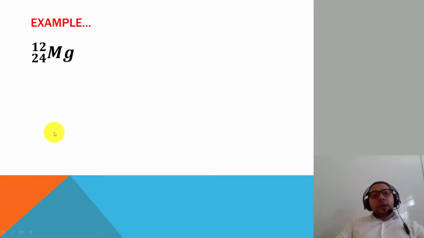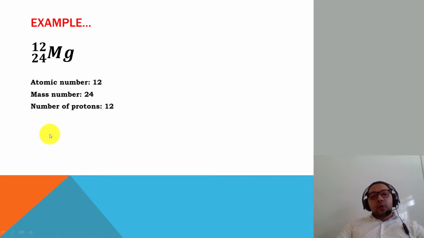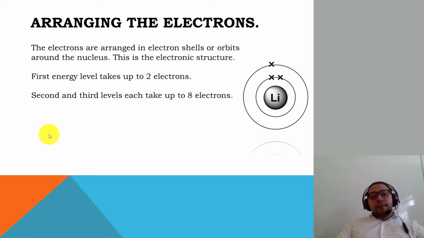Magnesium is 12 24, so the smallest number is going to be the 12 atomic number, followed by the mass number 24, and then the number of proton is 12, number of electrons 12, and number of neutron is going to be 24 minus 12 to give you a value of 12. Perfect.